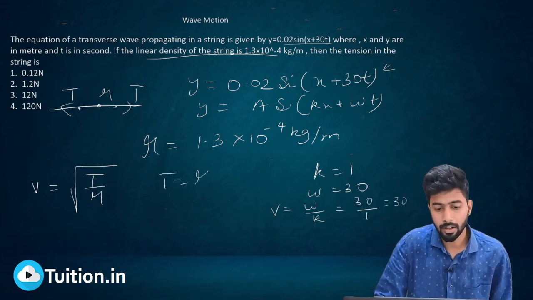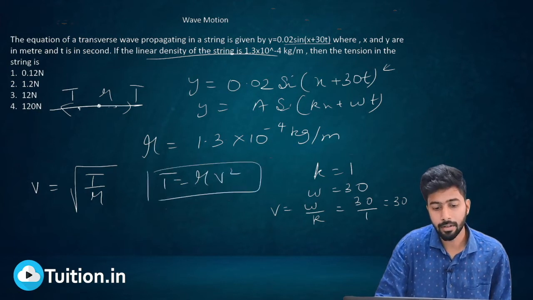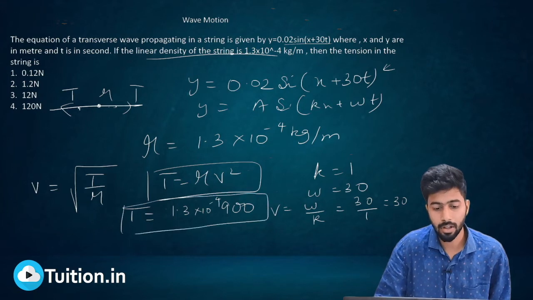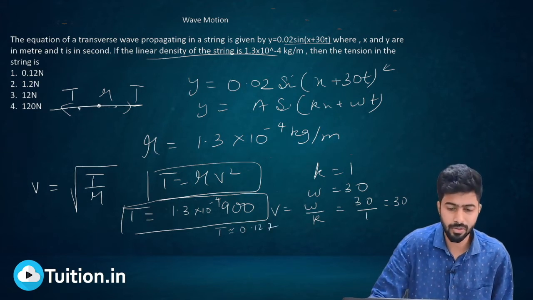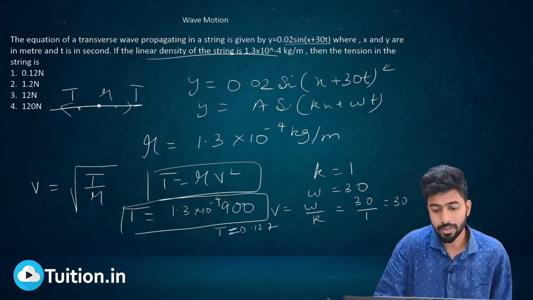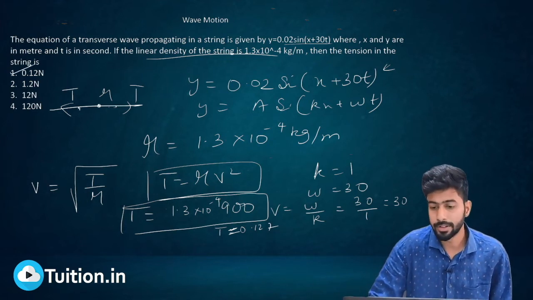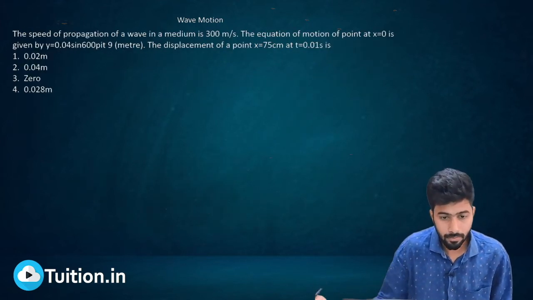So from here T equals mu v square. You have found v, which is 30 square, which is 900, and mu is given in the question, 1.3 into 10 power minus 4. Using these two you can get the value of tension. When you solve it, you'll get tension approximately equal to 0.127, so very close to 0.12. So the answer to the question is 0.12 newtons. Let's move on to the next problem now.